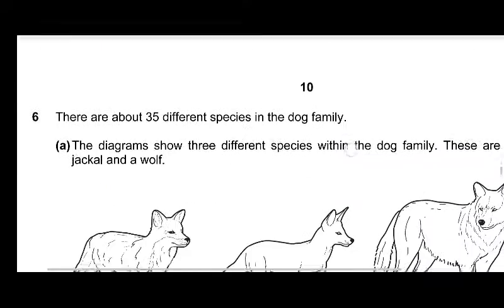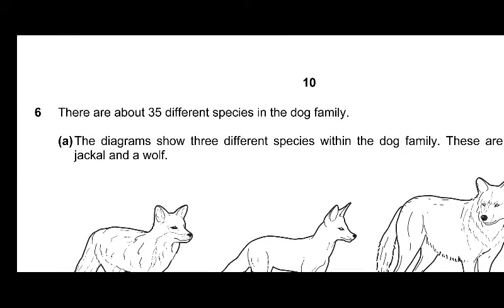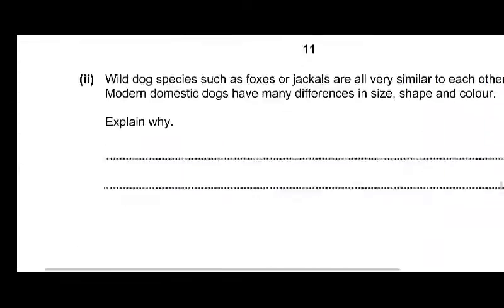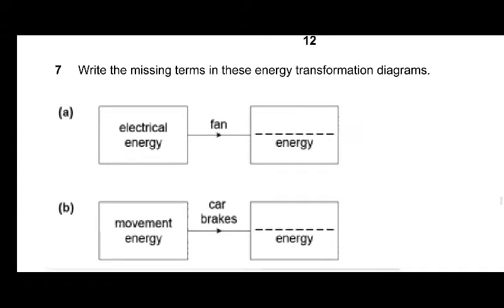And if we move on, then there is this question about 35 different species in the dog family. That's biology. Then you have: write the missing terms in these energy transformation diagrams. That's physics. Electrical energy, if it's applied to a fan, will bring out kinetic energy. So you're supposed to put kinetic energy because a fan spins around. Spinning means moving. Movement means kinetic energy.